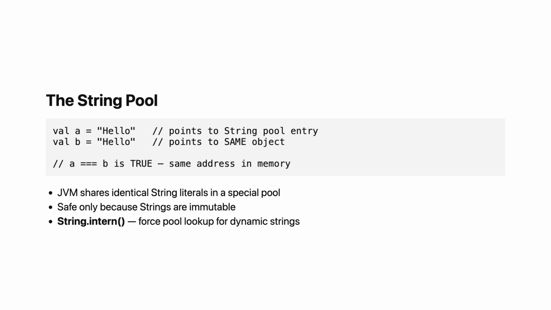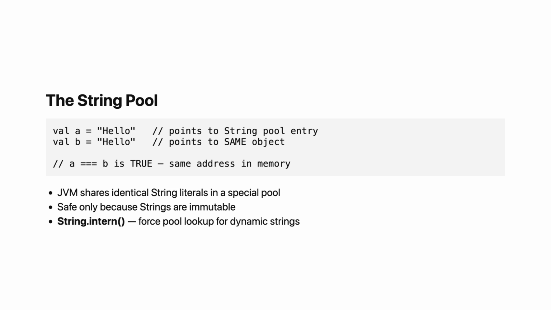When you write val a equals "hello" and val b equals "hello", the JVM does not necessarily create two separate objects. It can point both references to the exact same object in a special area called the string pool: same memory address, same bytes, two references.